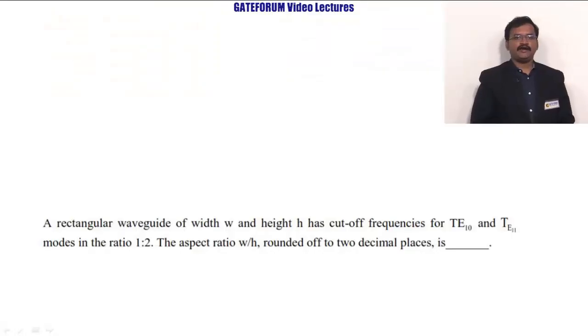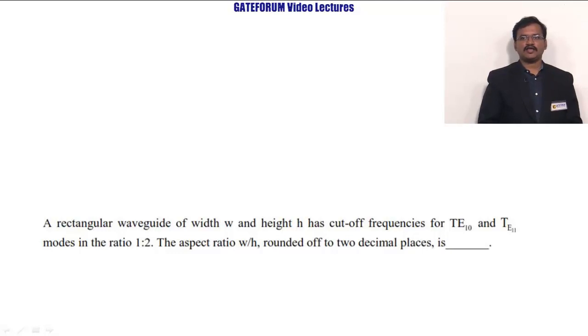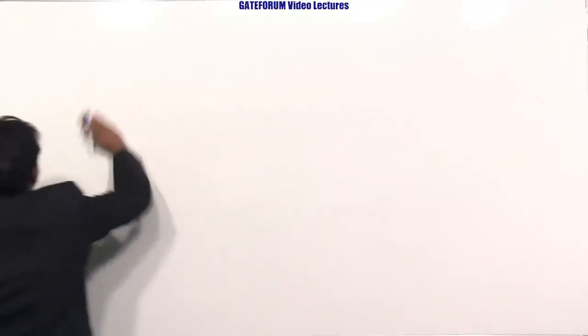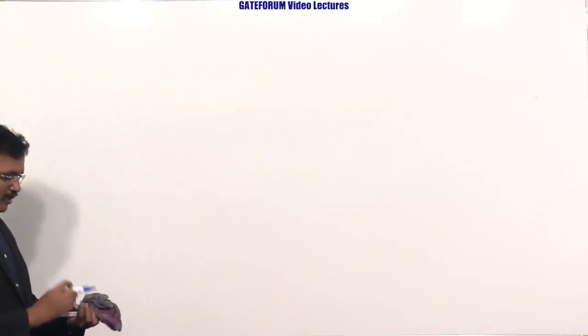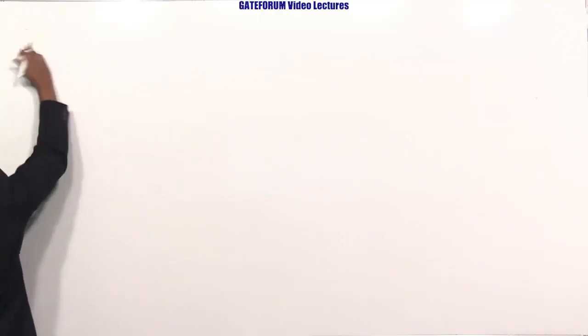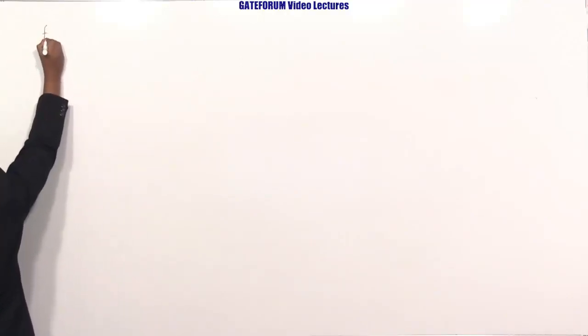A rectangular waveguide of width W and height h has cutoff frequencies for TE10 and TE11 modes in the ratio 1:2. The aspect ratio W by h rounded off to 2 decimal places is. Okay, so they have given the cutoff frequencies for TE10 mode and TE11 mode. They have given the ratio of cutoff frequencies.